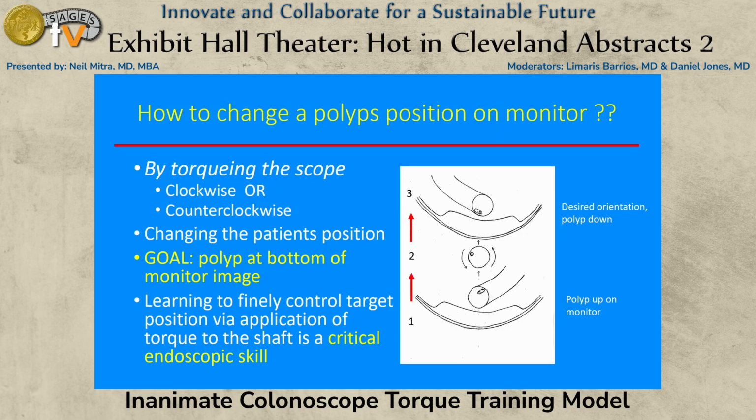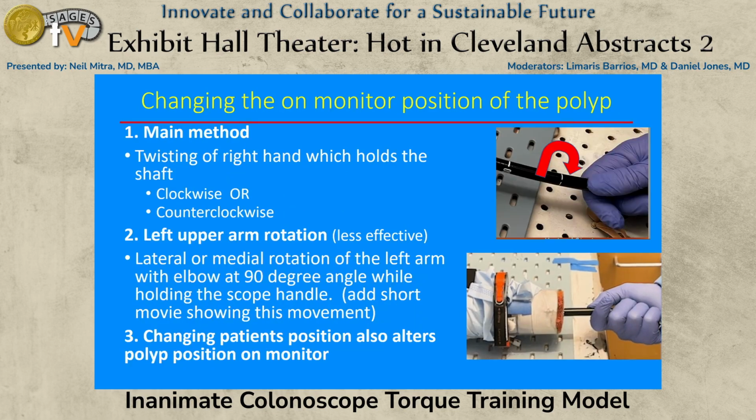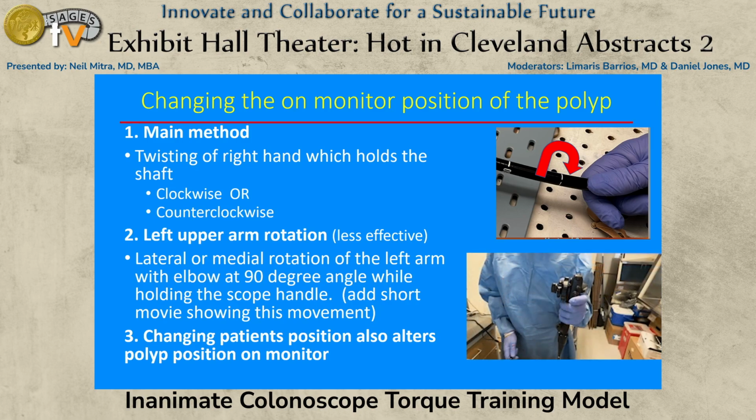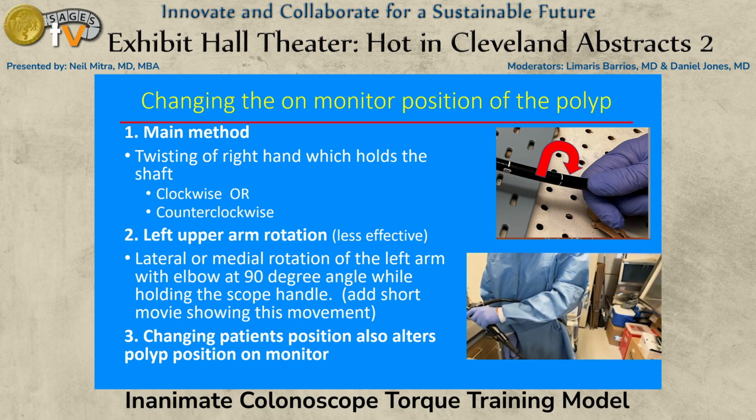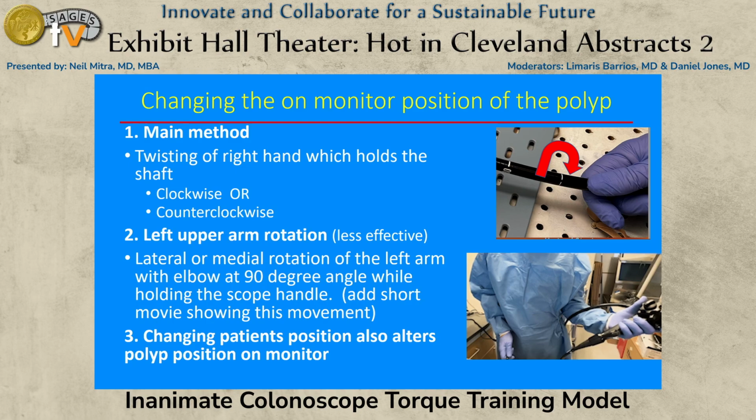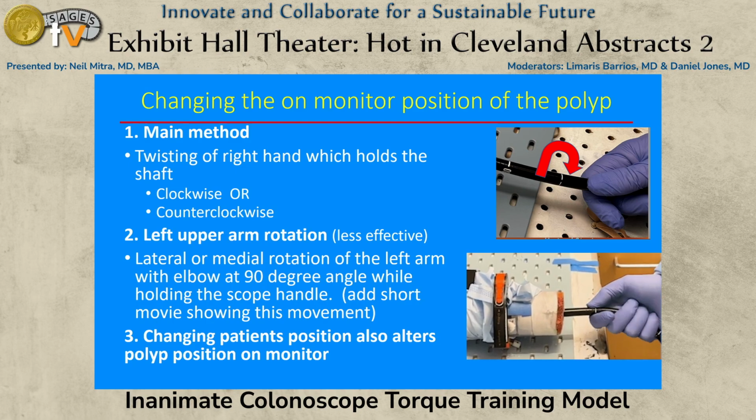As mentioned, applying torque to the scope shaft is how you change the position of the polyp relative to the colonoscope image. The goal is to move the polyp to the down position. By far the most effective way to change the polyp's position is to apply torque to the scope shaft near the anus with the right hand. In addition, torque position can be changed a bit if the left lower arm, which is holding the scope handle, is rotated medially or laterally. Lastly, the patient's position can be changed. It will impact the polyp's position on the monitor.